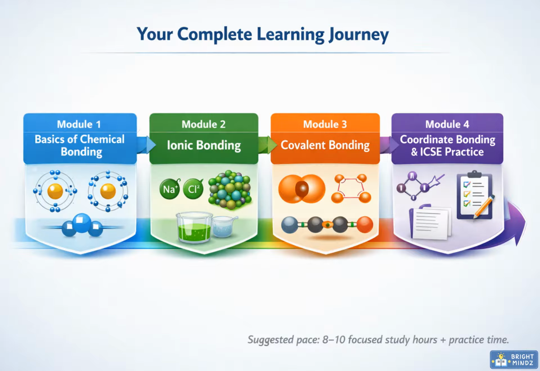Here's the path we'll follow. We'll begin with the foundation, why atoms bond, and how valence electrons affect stability. Then we'll study ionic and covalent bonding in detail before moving to coordinate bonding and ICSE style practice. By the end, each concept will connect directly to exam questions.